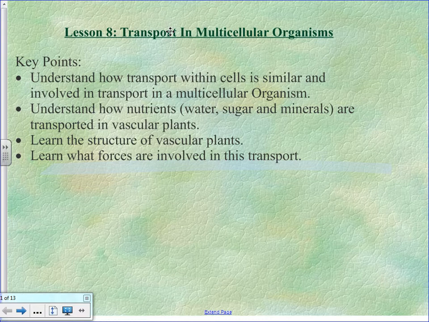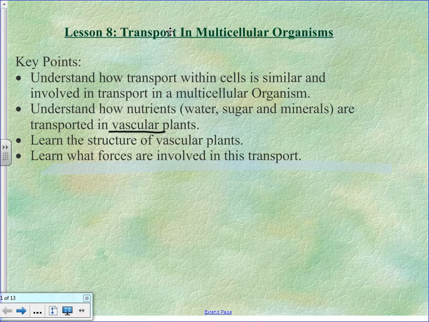Understand how nutrients, that is water, sugar, and minerals, are transported within vascular plants. Okay? We only deal with vascular plants because they're the ones that have tubes and actually transport material by means other than diffusion. All right? So vascular plants would be basically anything except a moss, a liverwort, or a hornwort. Okay, those are considered to be non-vascular plants. Similarly, any aquatic plants would not be included in this, as they don't have to transport water, as they're surrounded by it.